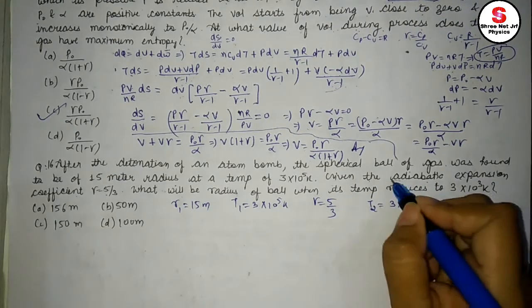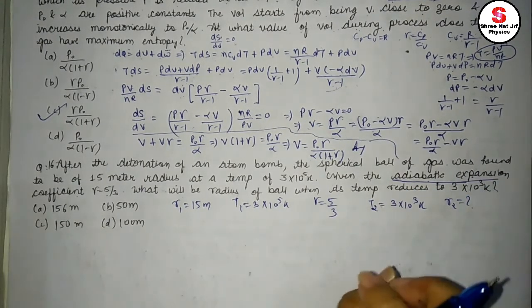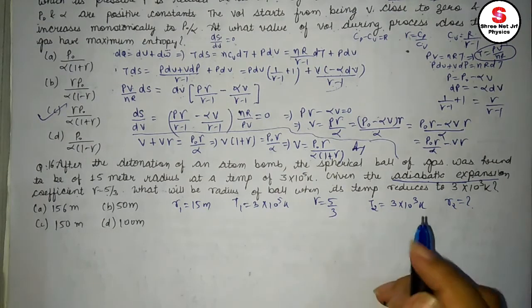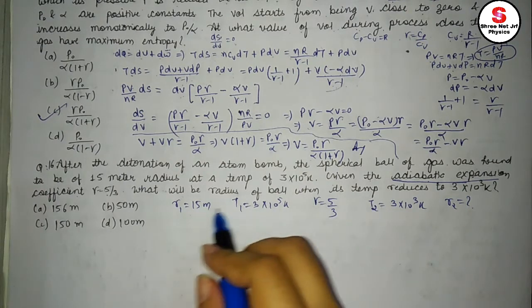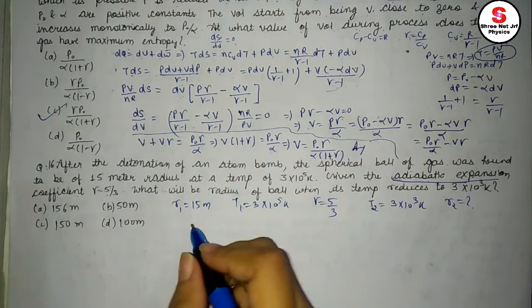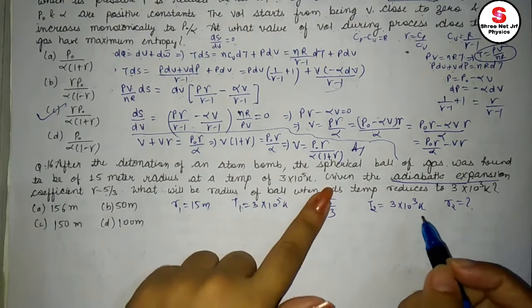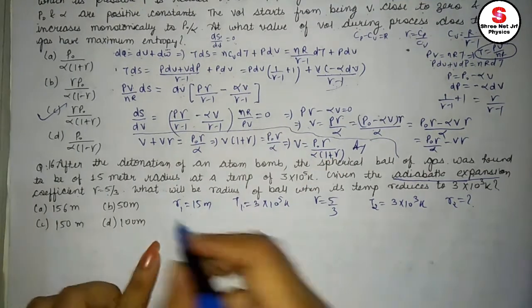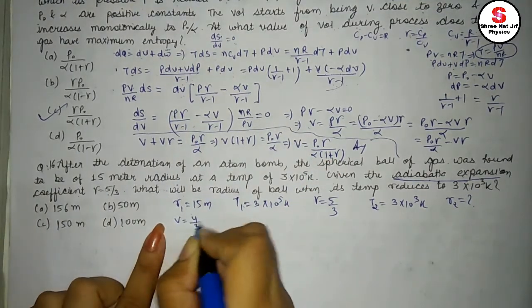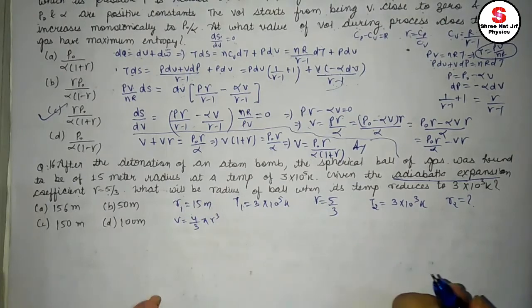We are given that the process is adiabatic expansion, so we need to use this relation. But do we know any relation between R and T? No, we know the relation between V and T, and we can easily calculate volume for the spherical ball. Since it is spherical, the volume equals 4 divided by 3 pi R cubed. Okay, we can use it.